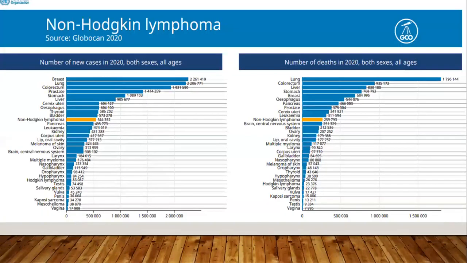So in terms of distribution globally, you can see in this diagram, non-Hodgkin's lymphoma is around the 11th in terms of ranking, with cases of around 544,352. And in terms of the deaths in both sexes, it's still one of the major killers, contributing to high mortality of around 259,703 cases. These are big numbers.